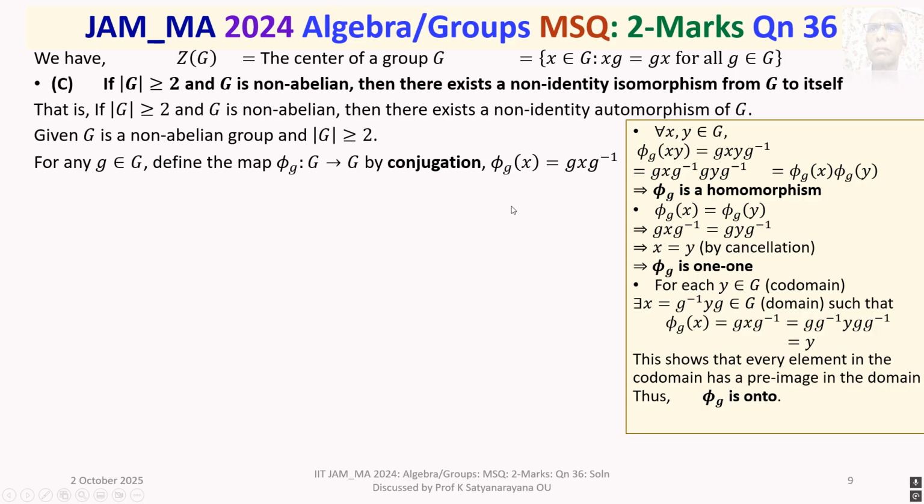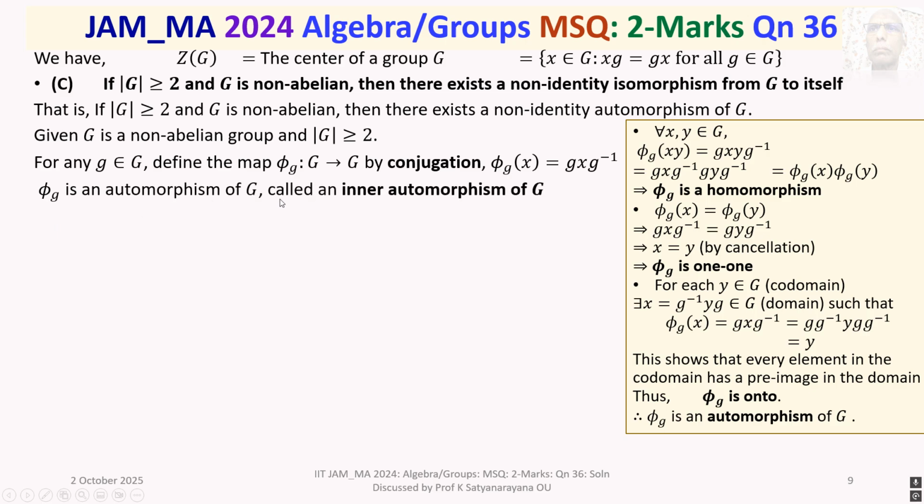And phi_g is from G to G, which is a homomorphism, one-to-one and onto. Thus, it is an automorphism. So thus, phi_g is an automorphism of G. So come back to here. phi_g is an automorphism of G called an inner automorphism of G.